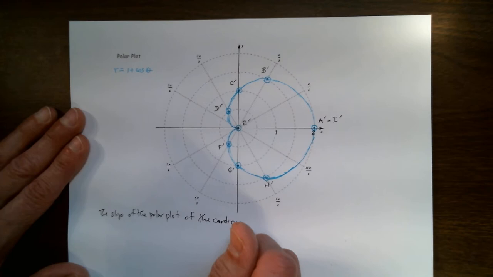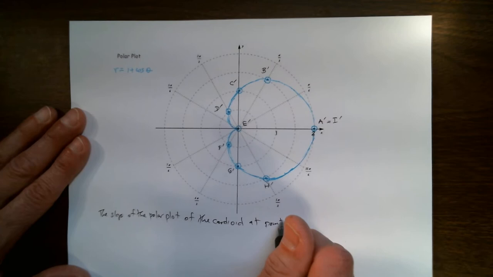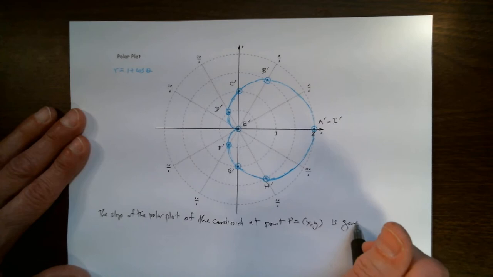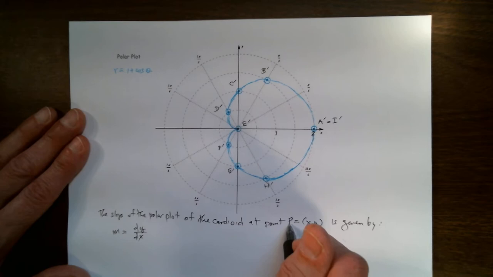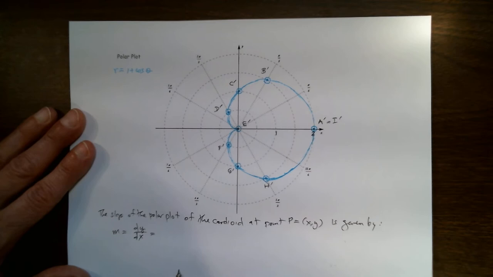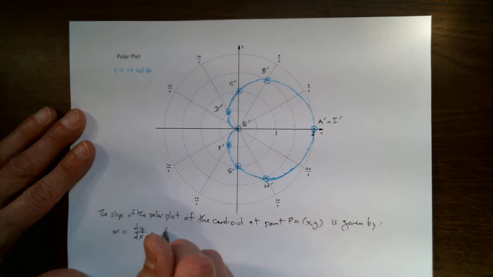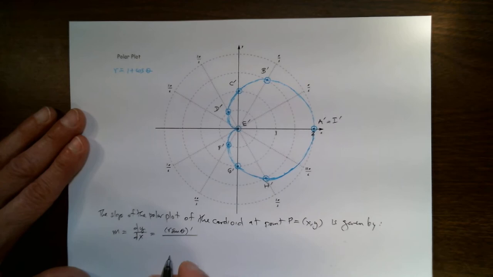being heart-shaped, at the general point, say P equaling (x, y), we know that the slope m is given by the formula: the value of the derivative of y with respect to x at the point P. We said that we could represent this in polar form, y is r sine theta, so we could differentiate r sine theta with respect to theta, divide that by the derivative of x with respect to theta, dy d theta over dx d theta, which would be r cos theta differentiated with respect to theta.